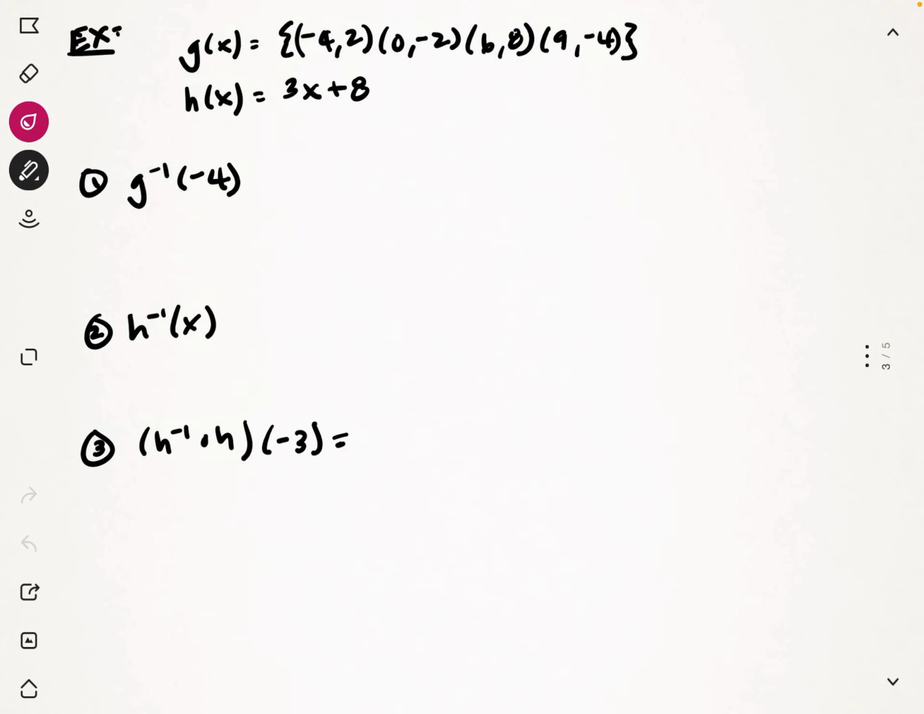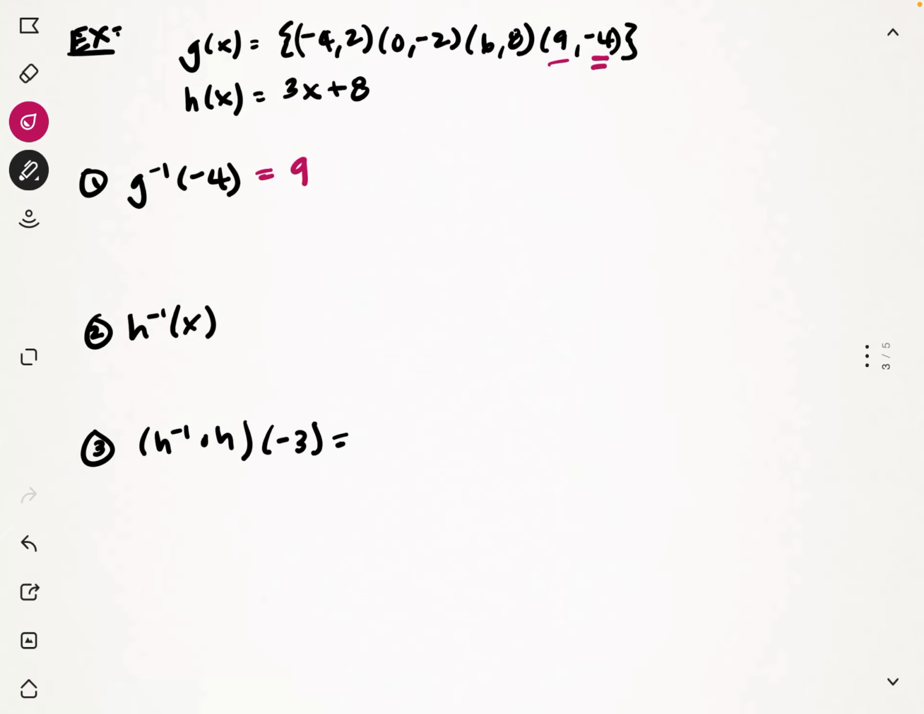Okay, one more time. We're looking for g inverse of negative 4. So it's asking us what is the x if y is negative 4. We said that we're switching the x and the y. So we're looking for when y is negative 4. Well, then our x is 9.